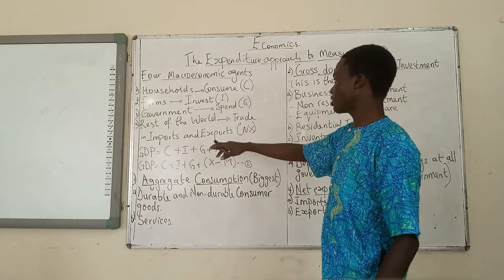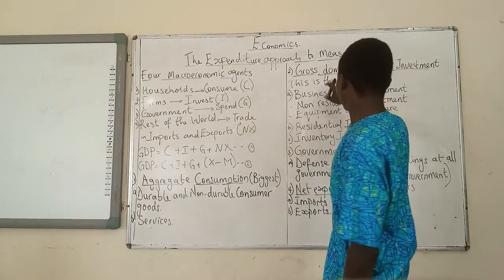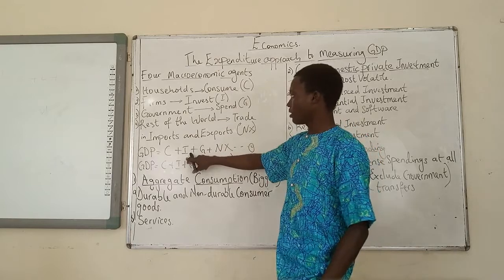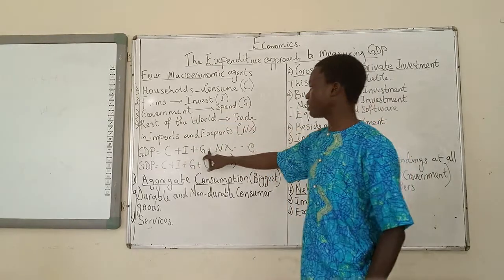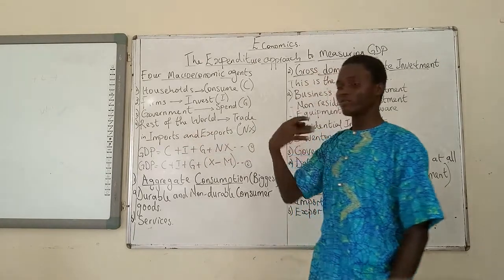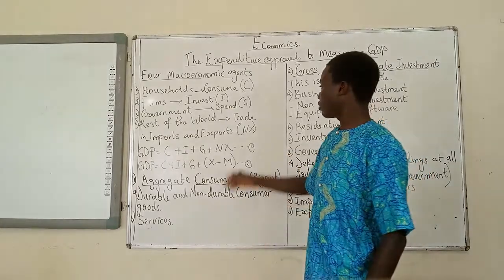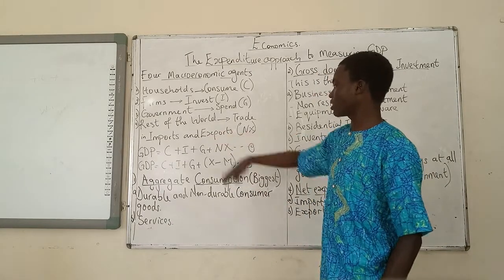So households consume, we have aggregate consumption, which is C. Firms invest, we have gross domestic private investment, which we call I. Then the government spends, we assume, so that's just government spending, letter G. And then the rest of the world, which is involved in international trade, import and export, is denoted as NX.